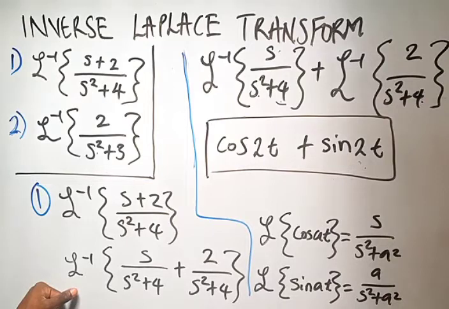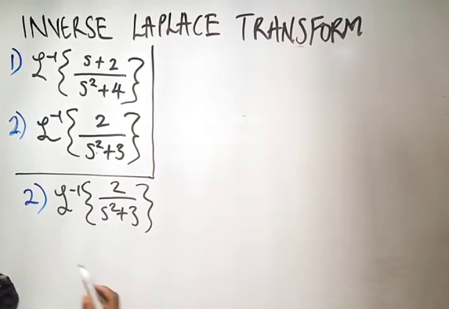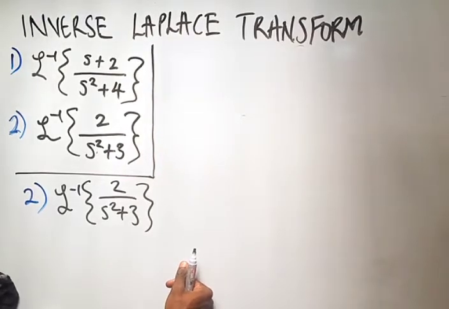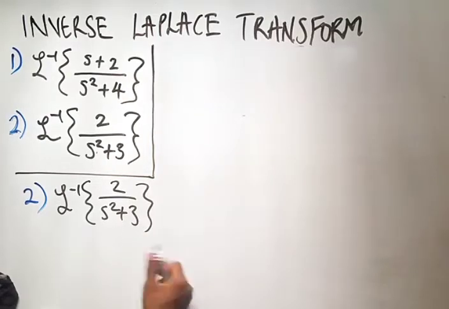Okay, let's move on to the second question. Here we have to take the Laplace inverse of 2 over (s squared + 3). Well, this is just going to be straightforward, but we're going to have to do some things for it.